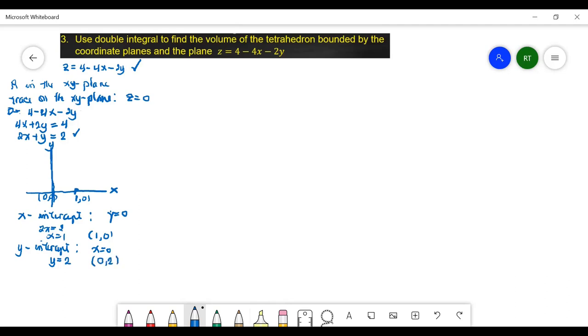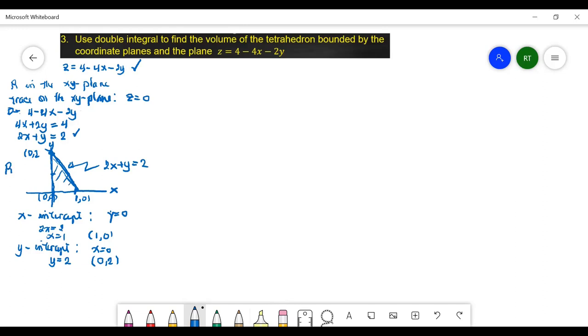Okay, let us locate 0, 2. We have 1, 2. Nandito yung y-intercept at 0, 2. And if we will connect the x-intercept and the y-intercept, of course, this is represented by this line. Okay. Etong line na to, this is the line 2x plus y is equal to 2. This is actually the trace on the xy plane. Nagets ba? So this is the region R. Ito yung region R on the xy plane.